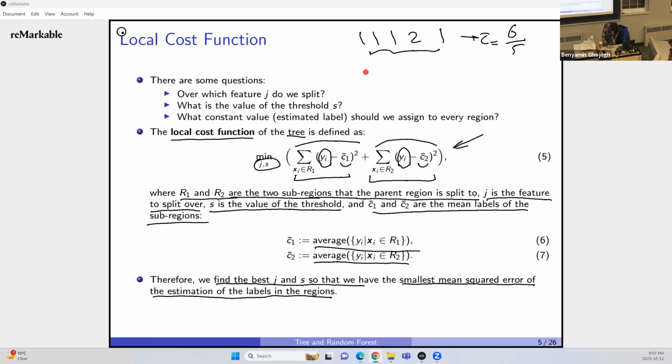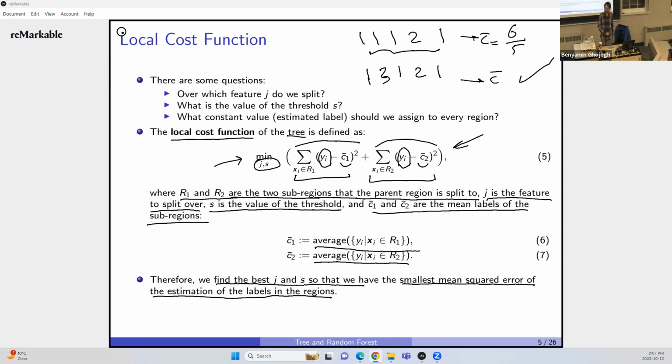Now consider another case. 1, 2, 1, 2, 1. Okay. Assume I have 3 classes, maybe 1, 3, 2, 1, something like that. They are very different. So C bar becomes some middle value, but I have a lot of difference from 3 and the mean, and 1 and the mean. So the mean squared error here goes up, right?